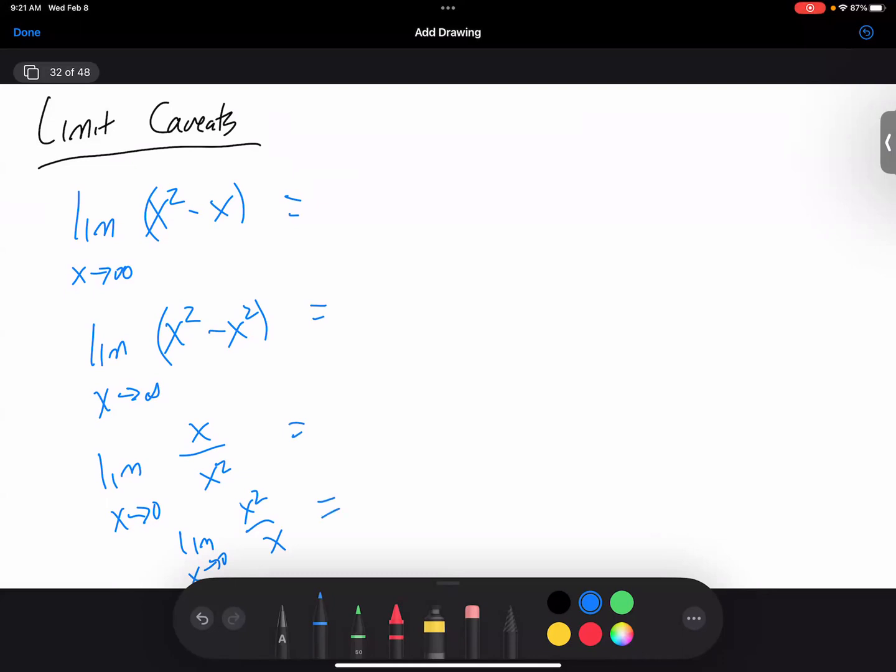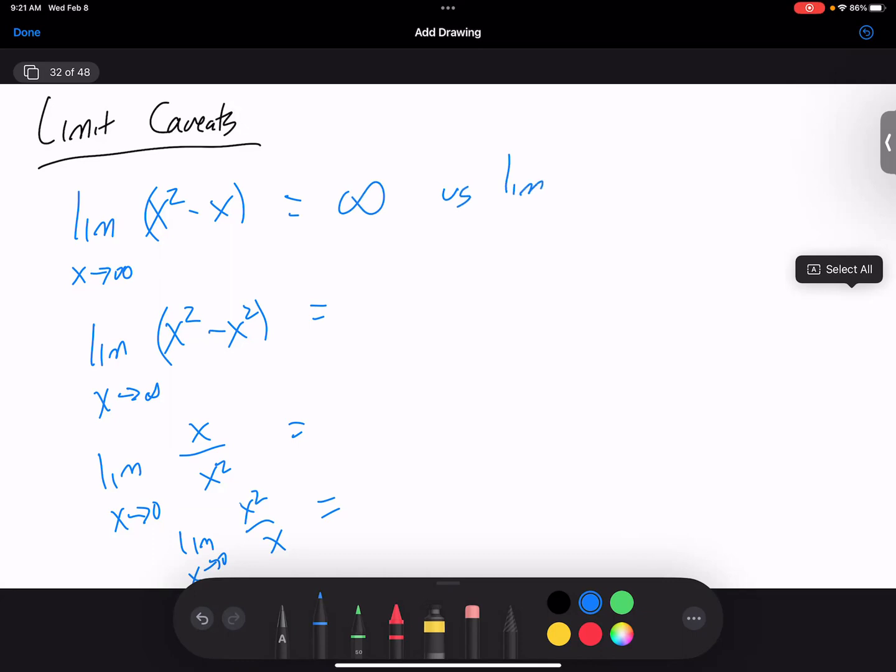What does the first limit equal? As x goes to infinity, x squared minus x, what does that go to? As x gets larger and larger and larger, what does x squared minus x look like? So let's put in some large values. If x is 1,000, x squared is 1,000,000. So you've got 1,000,000 minus 1,000. If x is 1,000,000, you've got 10 to the 12th minus 10 to the 6th. What does x squared minus x go to as x gets larger and larger and larger? It goes to infinity.